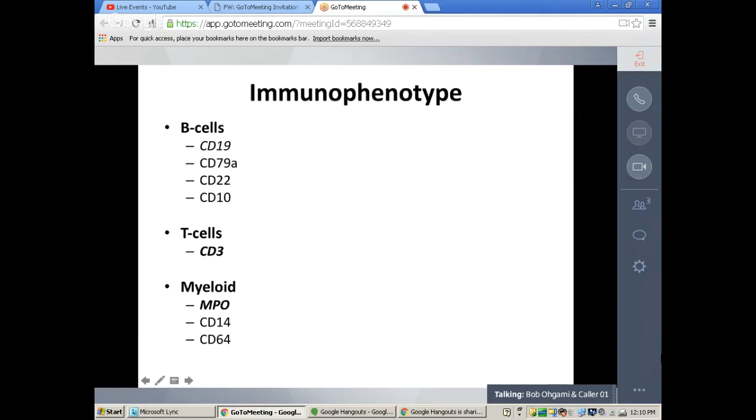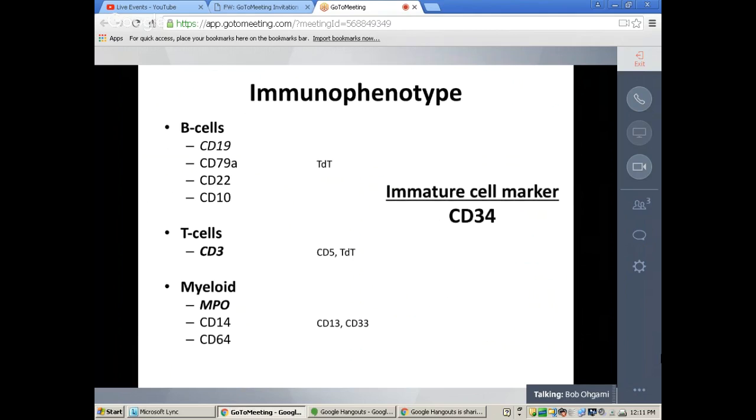For T cells, CD3 is an absolute T cell marker. For myeloid lineage, MPO is an absolute myeloid marker. Essentially what that means, an absolute lineage marker, is that if you have this marker, you have at least that lineage to your name. And then there are other markers which help to tell us whether something is immature, markers like CD34 or TDT, for instance.